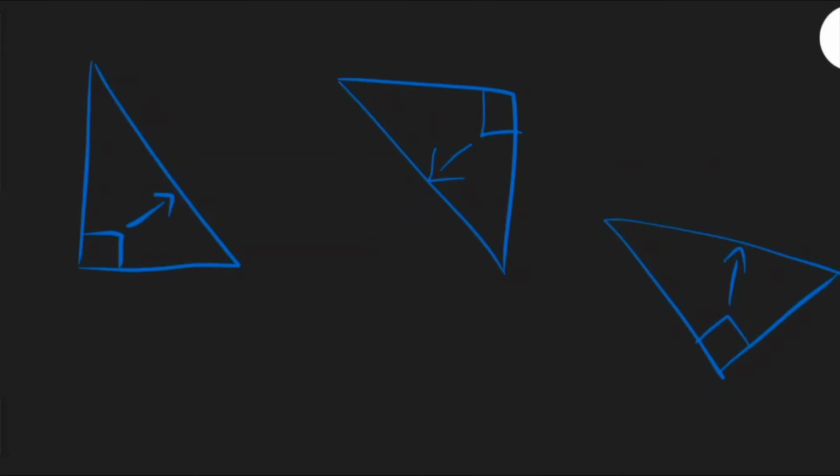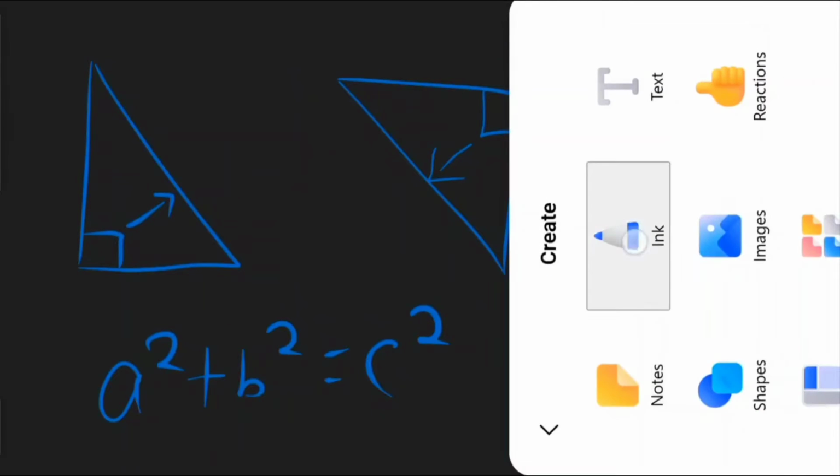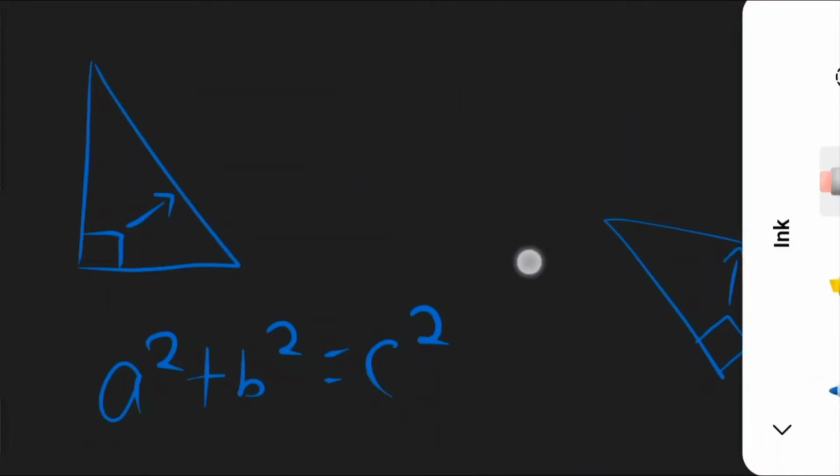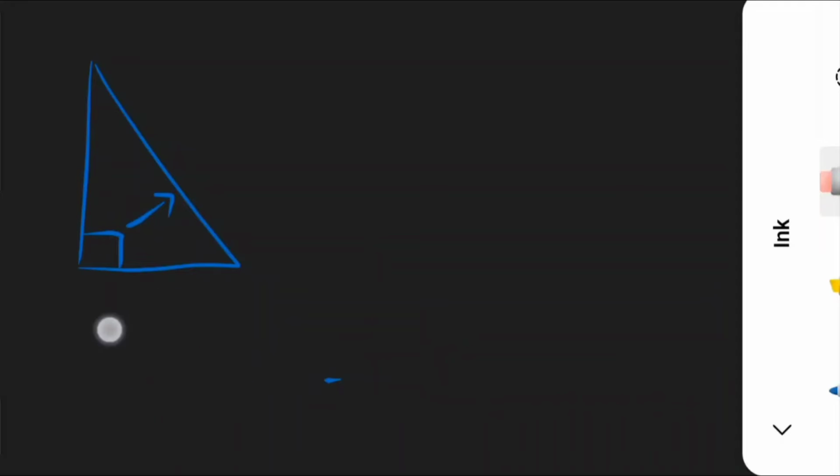The Pythagorean theorem states that the length of one leg squared plus the length of the other leg of the triangle squared is equal to the hypotenuse squared, which we write as a squared plus b squared equals c squared. Now I'm going to get into an example to show you how to use the Pythagorean theorem.